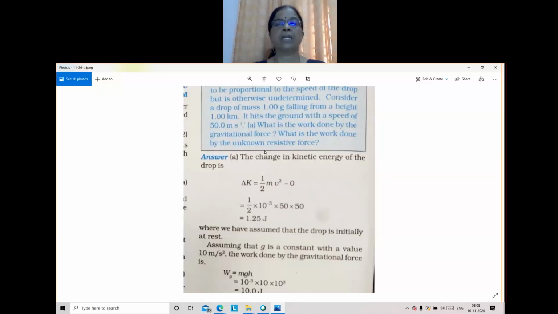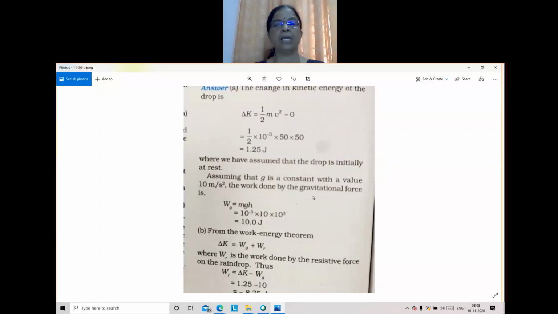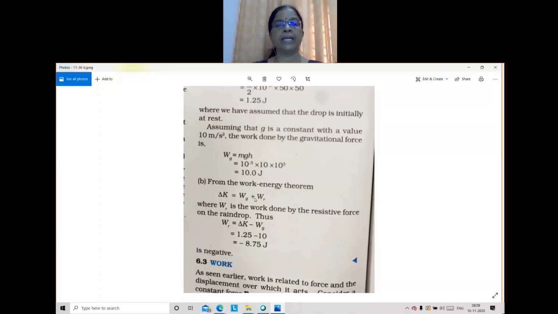Next, what is the work done by the unknown resistive force? When a raindrop falls downwards, which is the resistive force? Air resistance. Any body, when it falls downwards, will experience air resistance. So that air resistance we have to calculate. How will you calculate that? Work done by gravity is 10 joule, and the change in kinetic energy is 1.25 joule.